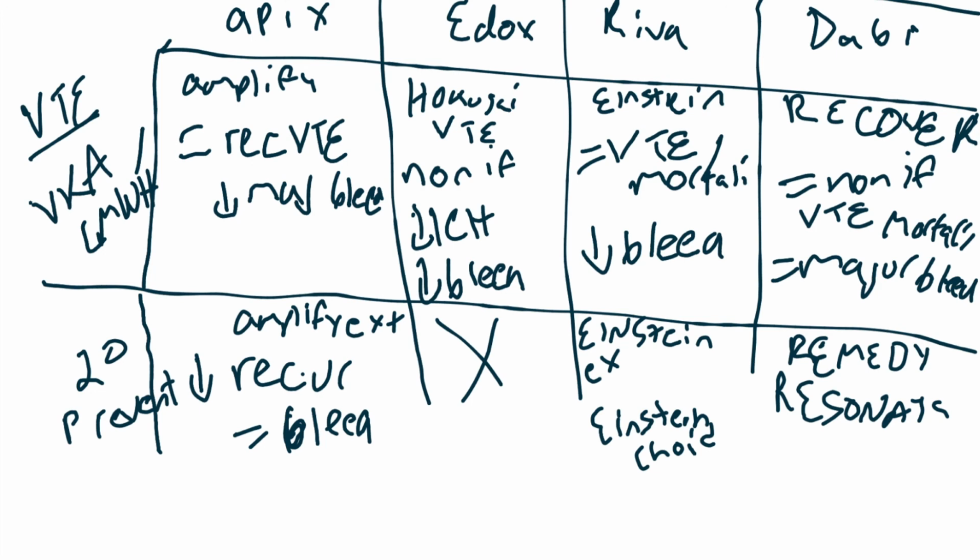And then for dabigatran, we have the RE-MEDY trial, which compared to warfarin, and the RE-SONATE trial, which compared to placebo. As you would expect, non-inferior in prevention and similar rates of bleeding in the warfarin trial. And for the RE-SONATE trial, there was some increased bleeding, but superior prevention.